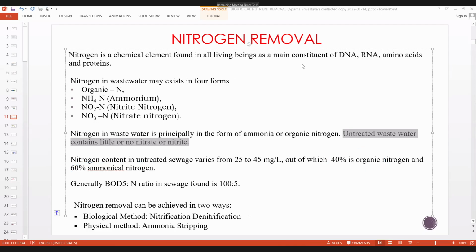Generally, the BOD5 to nitrogen ratio in sewage is found to be 100 to 5. Sometimes it is used because based on that we can understand how much loading is there. So nitrogen removal can be achieved by two methods. I told you one is a very popular method, that is a physical method, ammonia stripping.